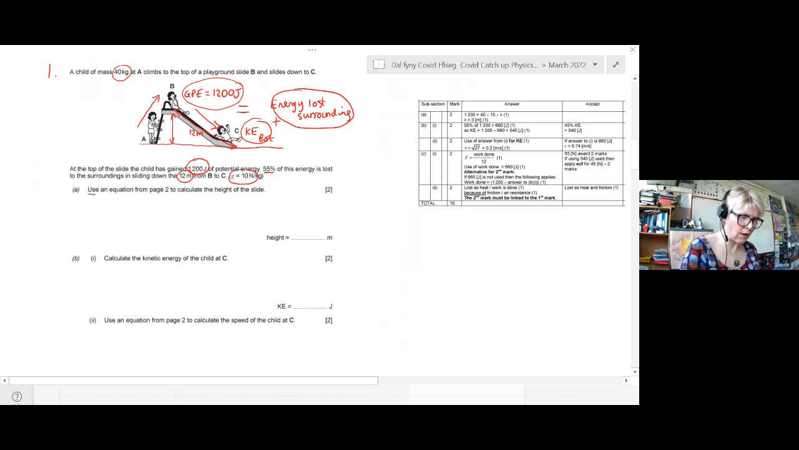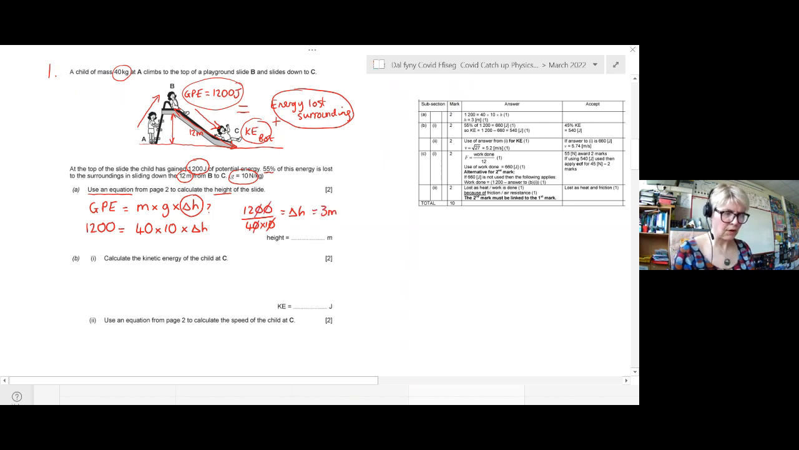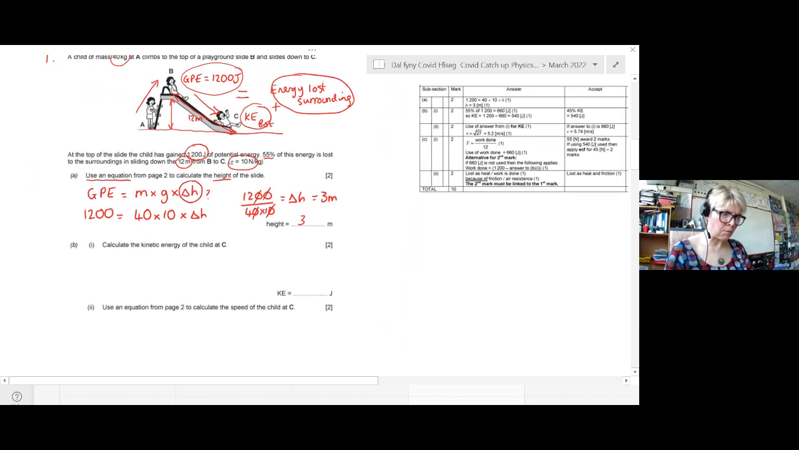So it says here, use an equation to calculate the height. Now, you've been given the gravitational potential energy, you've been given the mass, you've been given g as 10, and you have to work out the change in height. So that's what we want to do. So 1,200 equals 40 times 10 times the change in height. Rearrange that: 1,200 divided by 40 times 10 equals the change in height. So 12 divided by 4, and so the change in height is 3 meters. Now that looks about right, 3 meters high. Pop it into the answer line and move on.